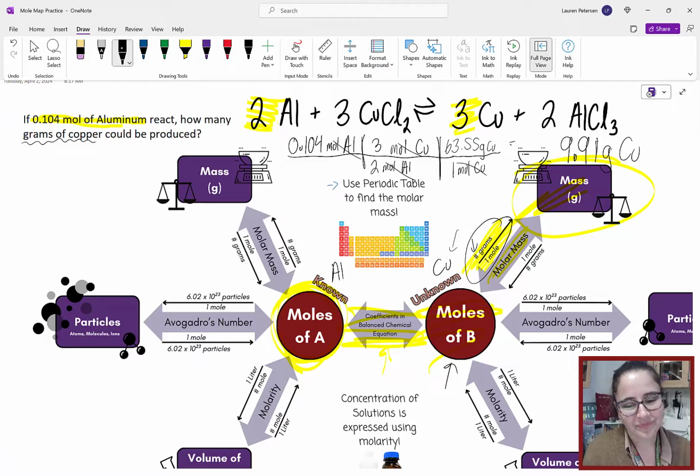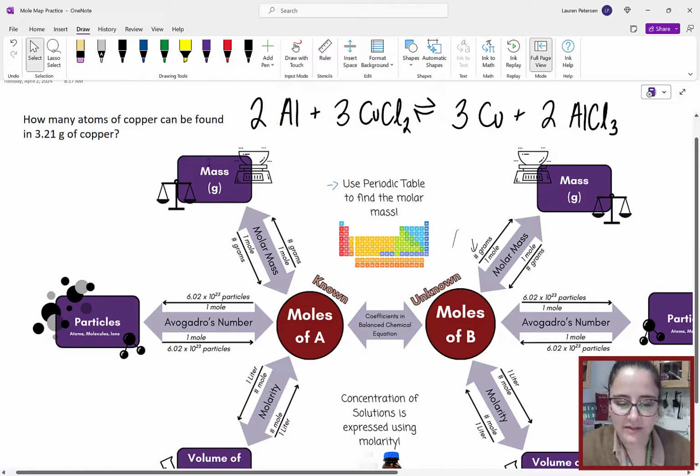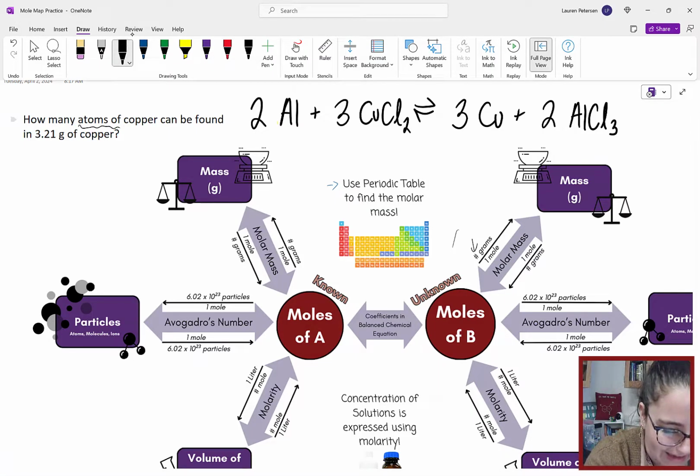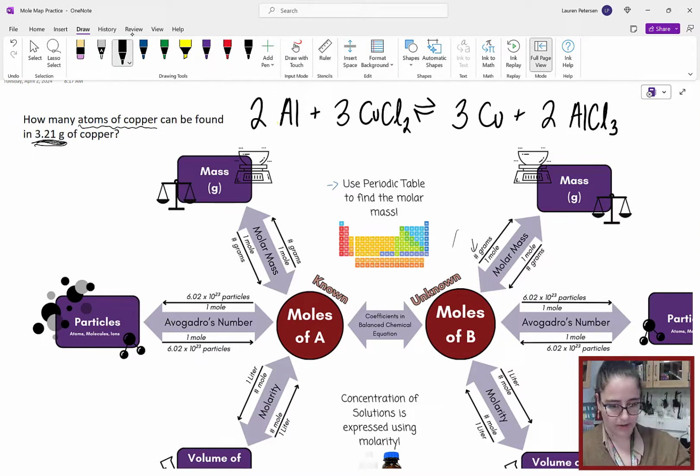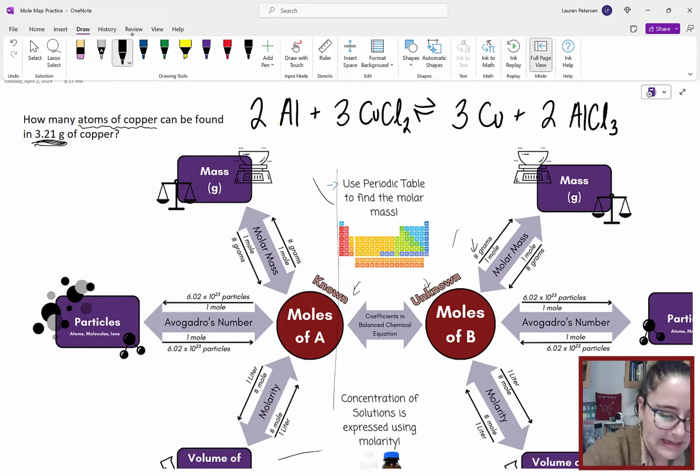Okay, cool. Let's try another two-step conversion. So we're going to go ahead and try this one, which says how many atoms of copper can be found from 3.2 grams of copper. Okay, so we don't have a known and an unknown here. We're talking about copper all the time, so we're going to be staying on one side of the mole map. Atoms is particles, so this is going to be where our answer is, our ending point. And then we have 3.2 grams of copper.